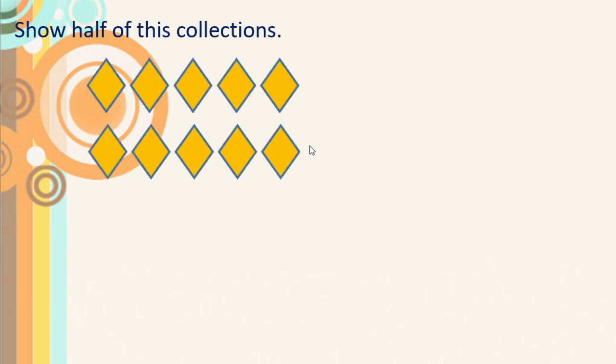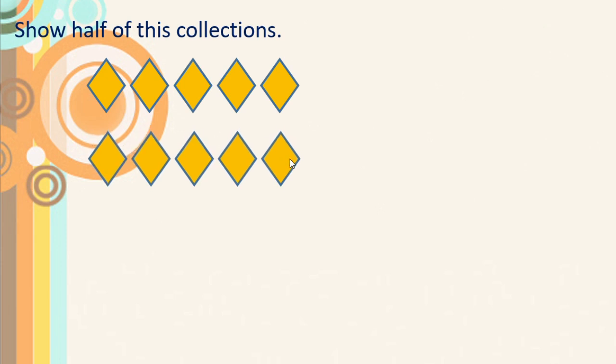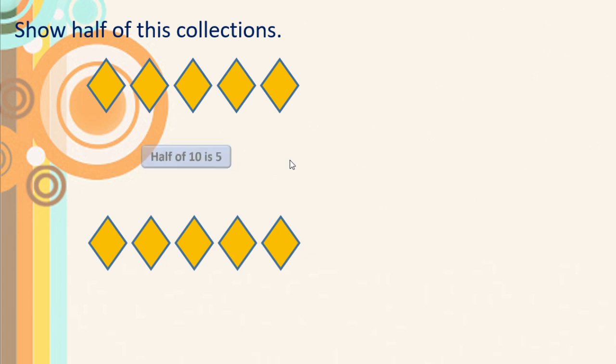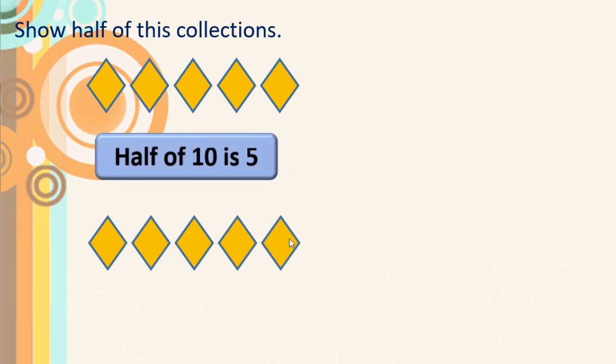Now here show half of this collection. See here some collection is given. You have to show half of this collection. How many are there? 1, 2, 3, 4, 5, 6, 7, 8, 9, 10. Yes, we know half of 10 is nothing but 5, isn't it? So we separated. Now this is half and this is half.